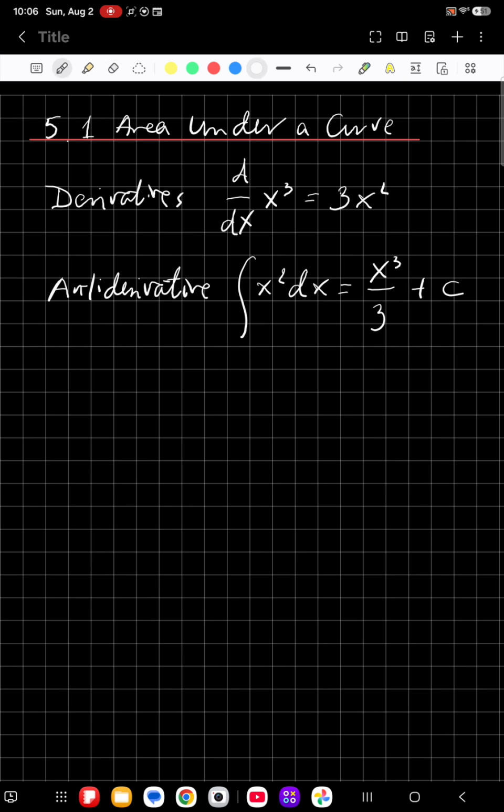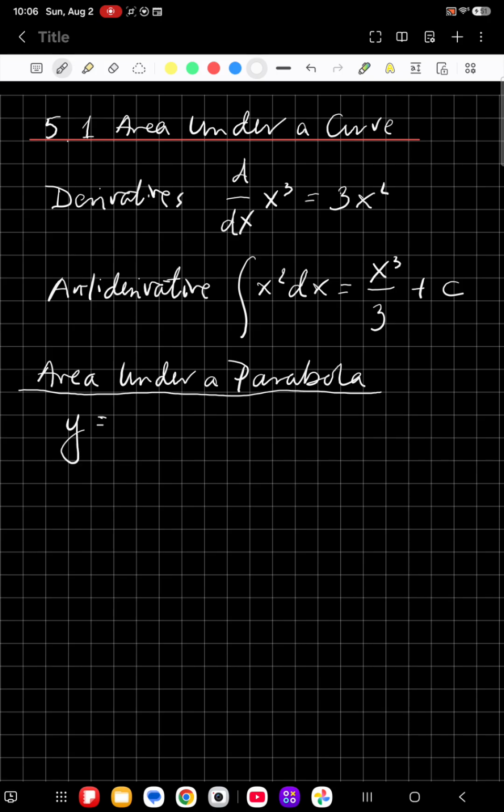But today I want to introduce the idea of calculating areas under a curve. Let's start with the simplest kind of curve, so let's do the area under a parabola. That's y equals f of x, and that is just x squared. Of course we need some boundaries, so we'll calculate that area between a certain interval. That interval will be from 0 to 4.